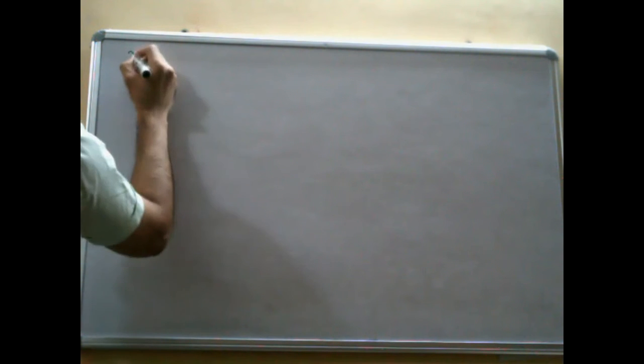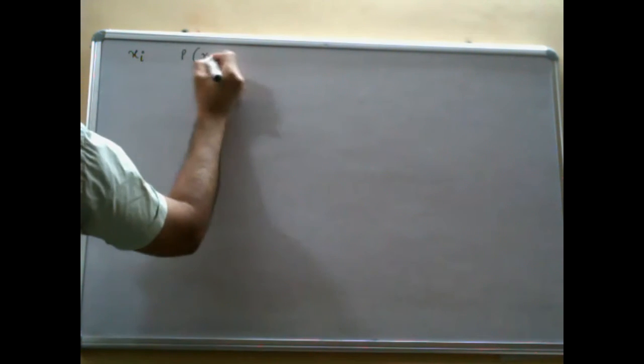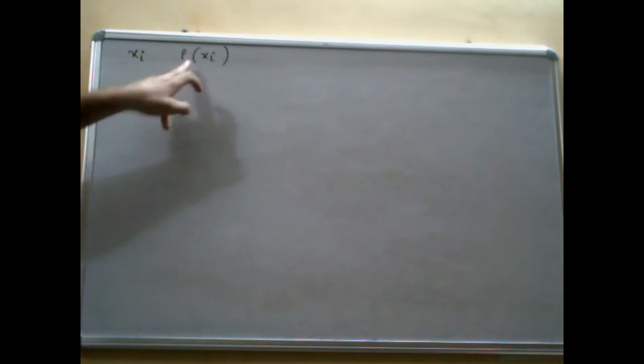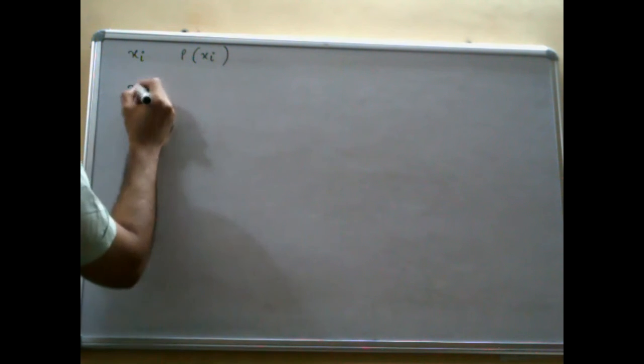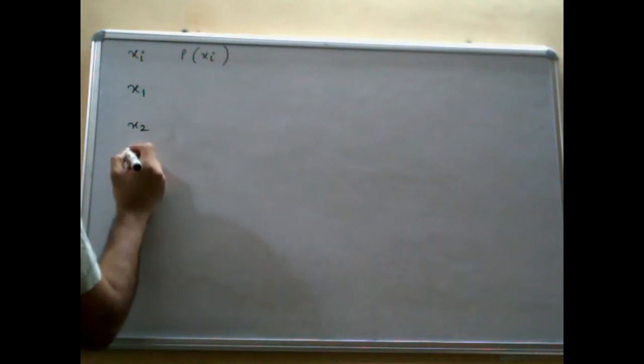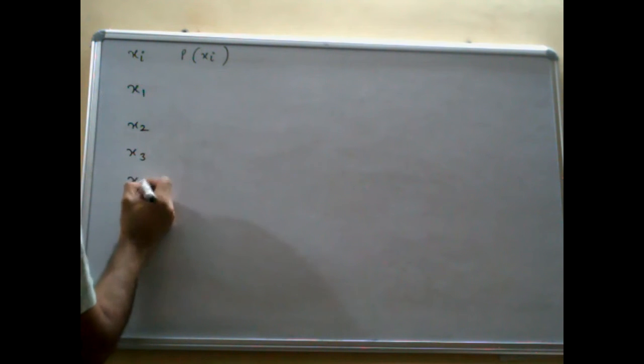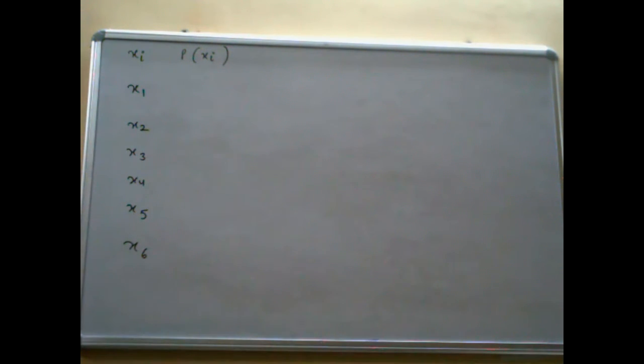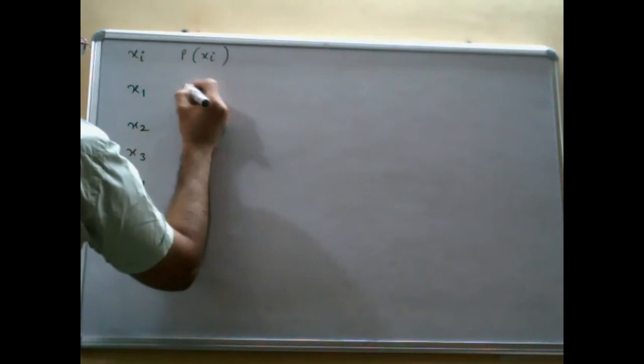See over here how you will write. First is the symbol, then the probability of the symbol. X of I can be 1, 2, 3, 4, any symbol, and it is P of X of I. What are the symbols available with me? X1, X2, X3, X4, X5 and X6. Six symbols are there.